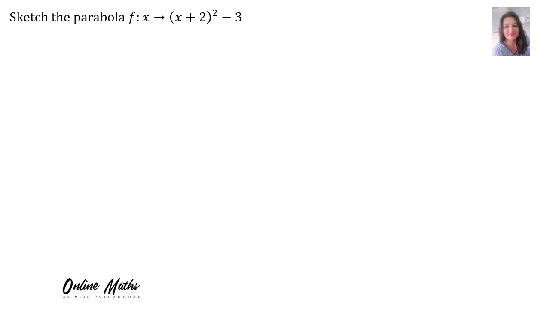Sketch the parabola, the function f onto x. You read it like that. Now, the f with the colon x means y. And then our function is bracket x plus 2 squared minus 3. Now for the shape, a's value is positive. Therefore, it's a smiley graph.